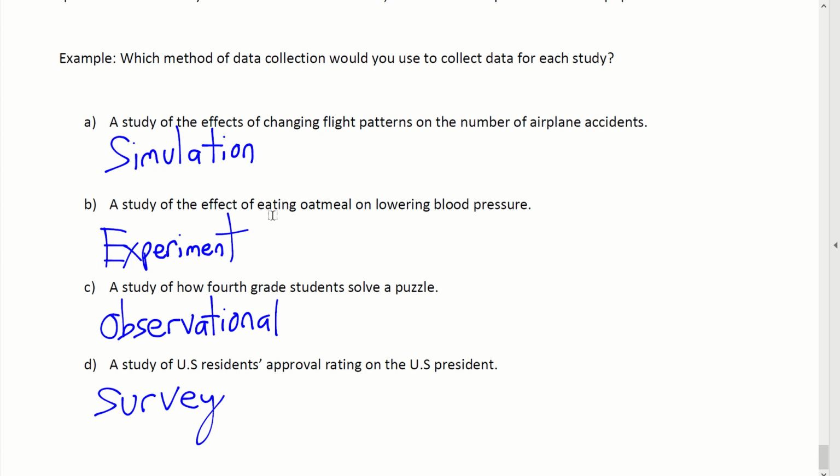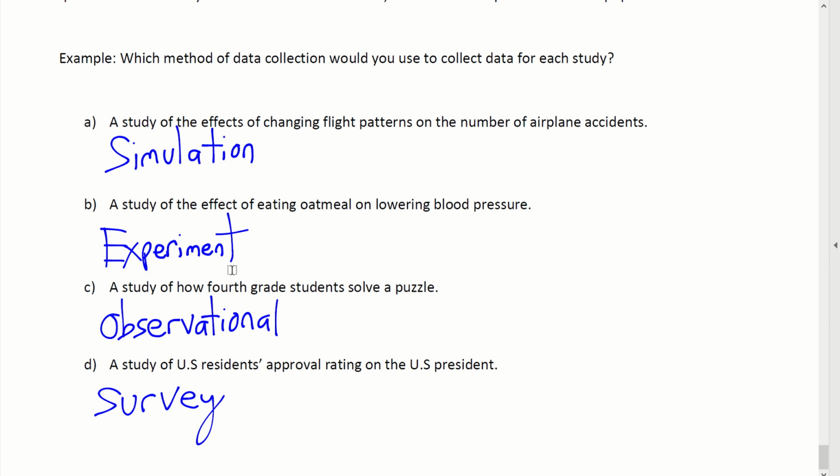For a study on the effect of eating oatmeal on lowering blood pressure, that would be an experiment. The treatment in this study would be the actual process of eating the oatmeal. We'd have probably one group of individuals with high blood pressure, and a second group, a control group, that would have similar blood pressure. One group would eat oatmeal, the second group would just carry on with their normal diet, and at the very end we would want to see, did the group that ate the oatmeal have a lower overall blood pressure than the group that didn't? So this is an experiment.